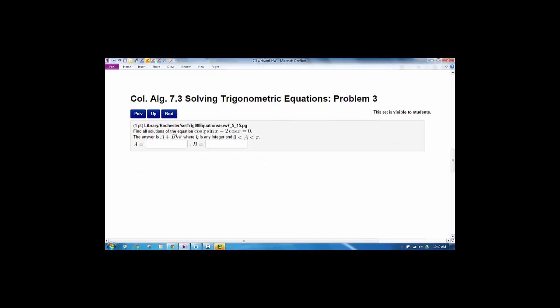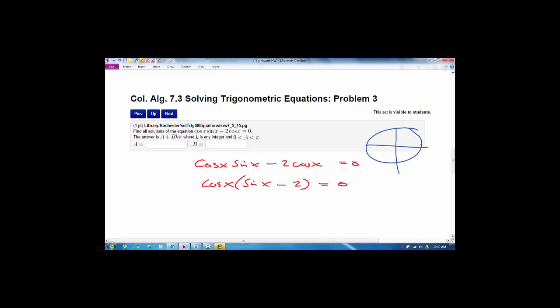All right, the next problem wants us to solve this equation right here. It wants us to enter our answer like this. So let's just start solving it and see where it goes. First of all, I'm going to factor out a cosine. When I factor out a cosine, I get the sine of x minus 2 equals 0. Now I'm solving both parts of this, where the cosine is equal to 0. The cosine is equal to 0 at pi over 2 right here, and also 3 pi over 2.